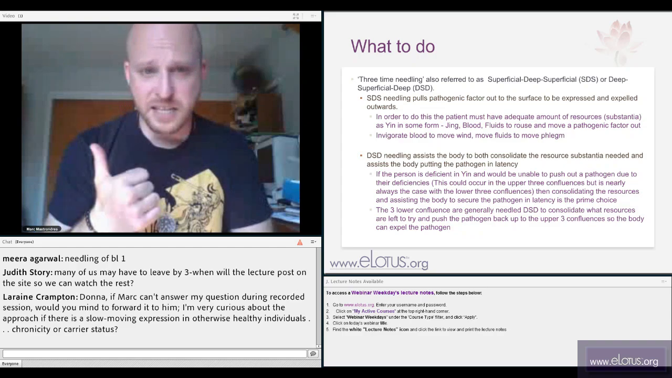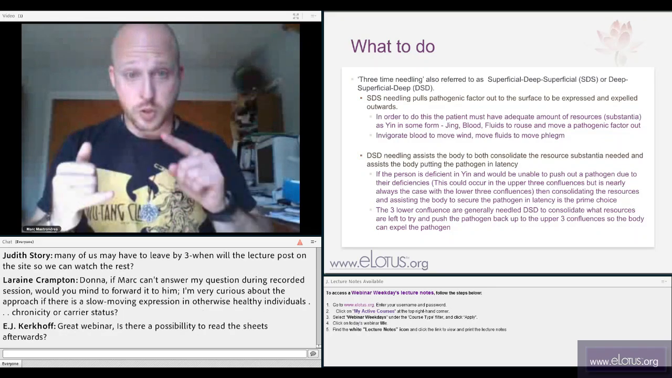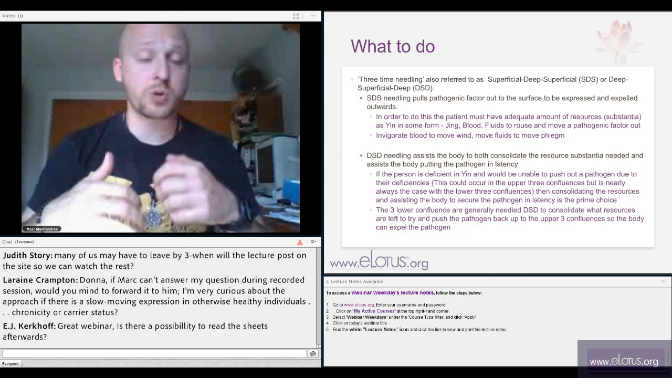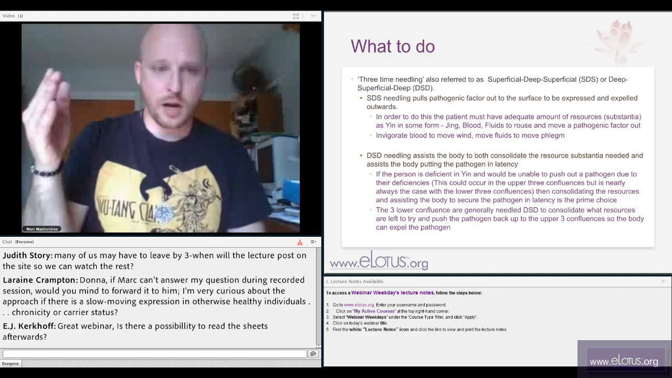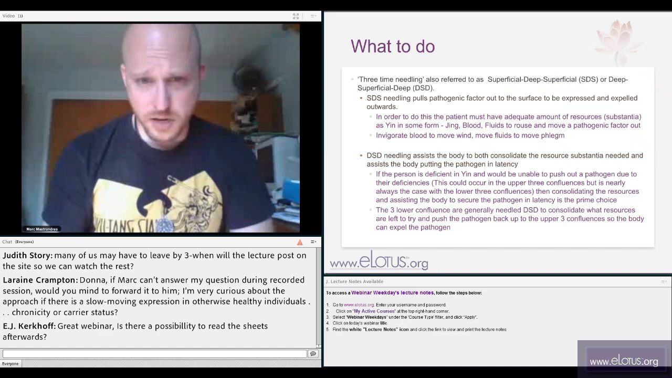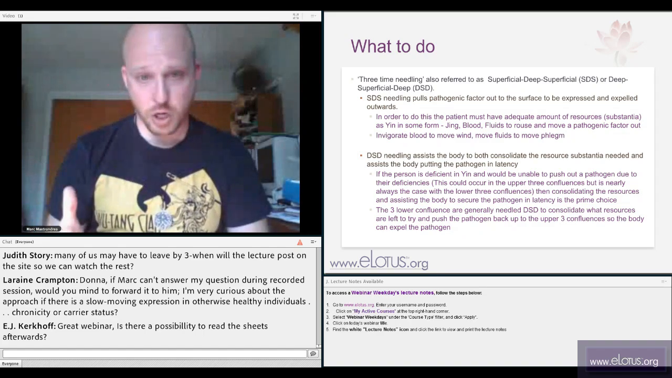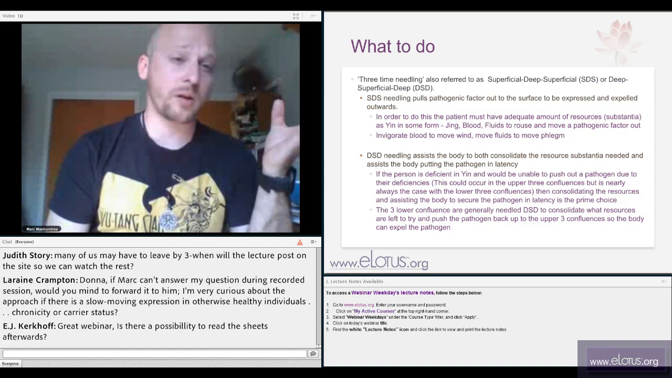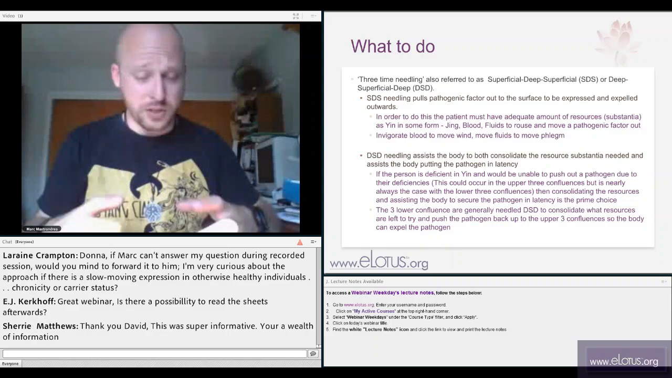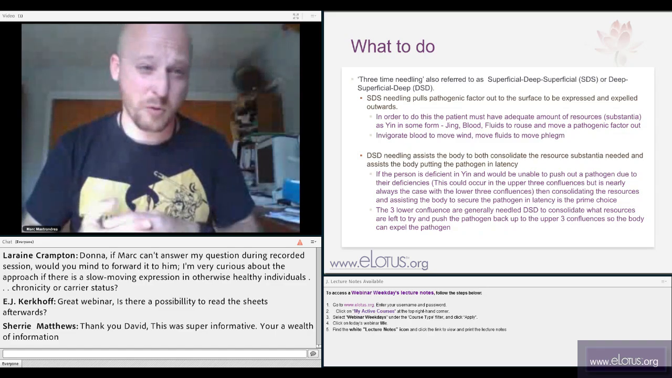So DSD needling assists the body in consolidating the resources needed to assist the body in putting the pathogen in latency, but also to strengthen and support the general physiological function of the body when you're not dealing with a pathology. Right? So if a person is deficient in yin and would be unable to push out the pathogen due to their deficiencies, this could occur in the upper three confluences, but is nearly always the case in the lower three. You consolidate to hold this in, to bring all the resources in the body to do this one thing. And I'm going to give you a metaphor for what it's kind of like in a bit so you understand.